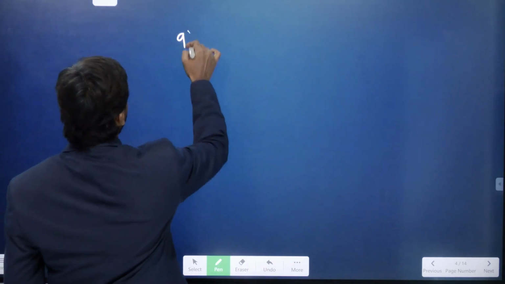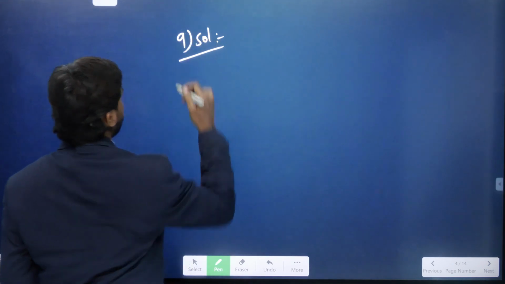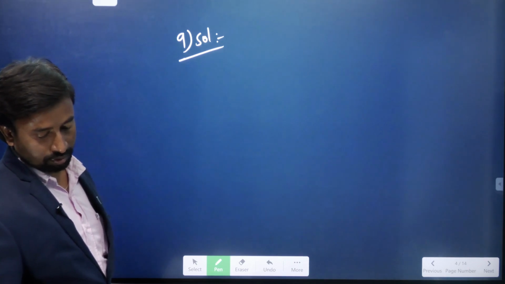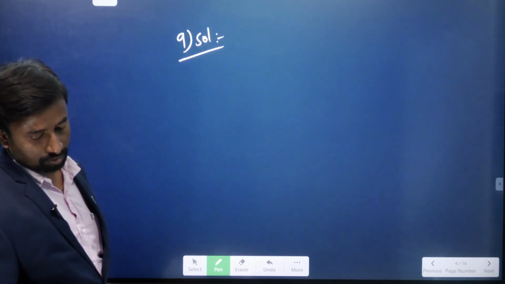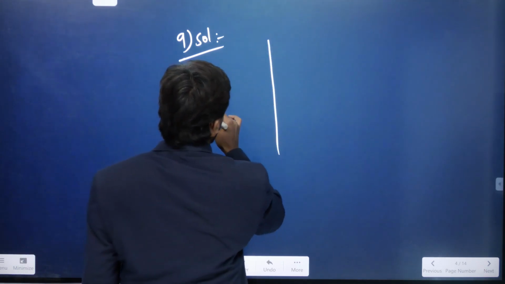Ninth solution. A bomb explodes at rest at the coordinate origin. So let us consider here this is a coordinate system.